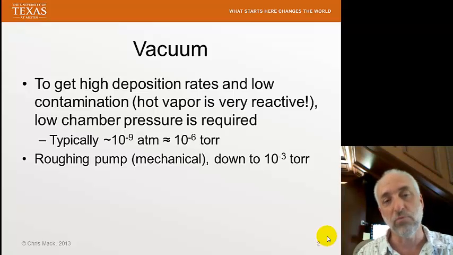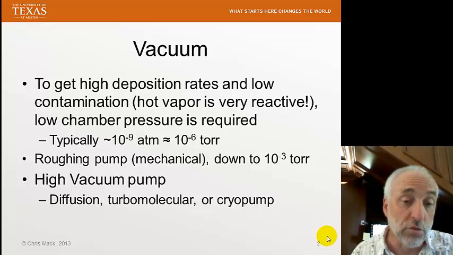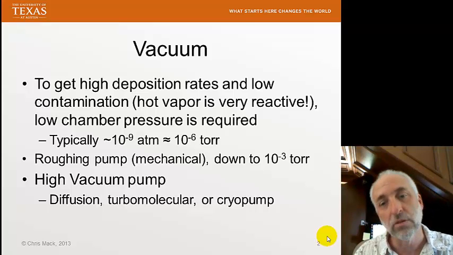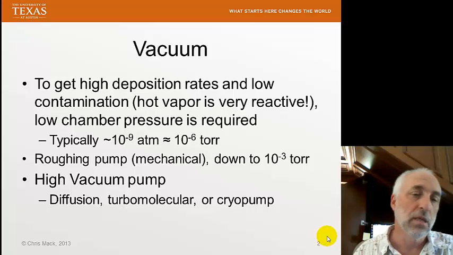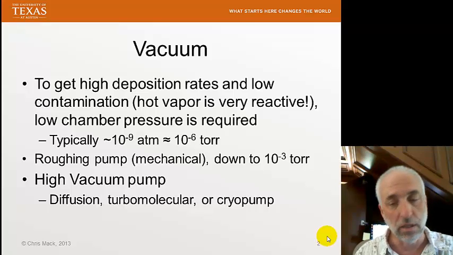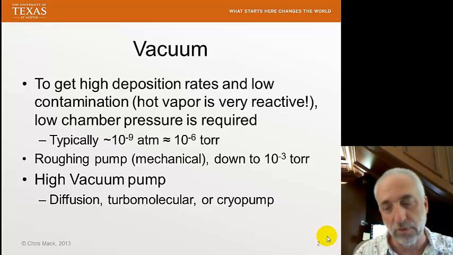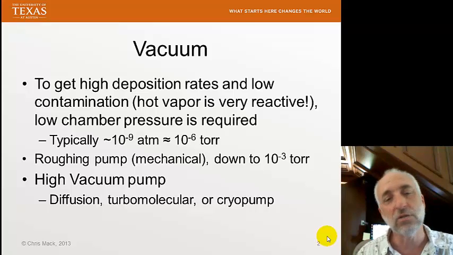So we need a second pump, a high vacuum pump. High vacuum pumps are things like diffusion pumps, turbomolecular pumps, or cryopumps. These pumps cannot operate at atmospheric pressure. You can't start with a bell jar at atmospheric pressure and pump it all out with one of these pumps. Instead, you have to use the roughing pump to get it down first. Then they use different mechanisms.